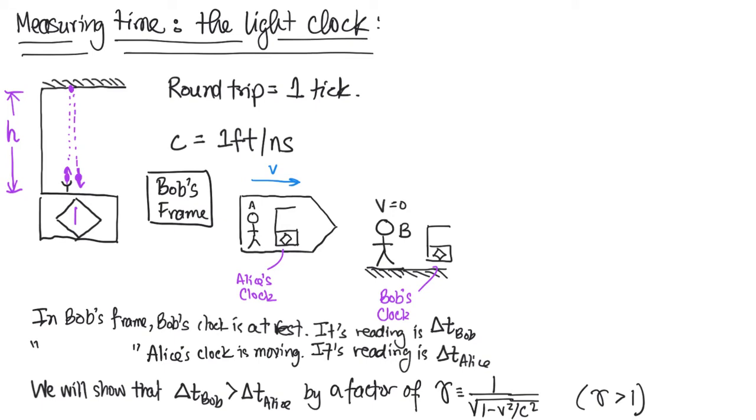So that's our main result, and what we're going to do next is derive that result. Before we get into the nitty-gritty and the details of the derivation, we're going to make a qualitative argument that makes it clear that it will take more time for Alice's clock to make one round trip than it will for Bob's clock to take one round trip, as measured in Bob's frame. So let's do that next.